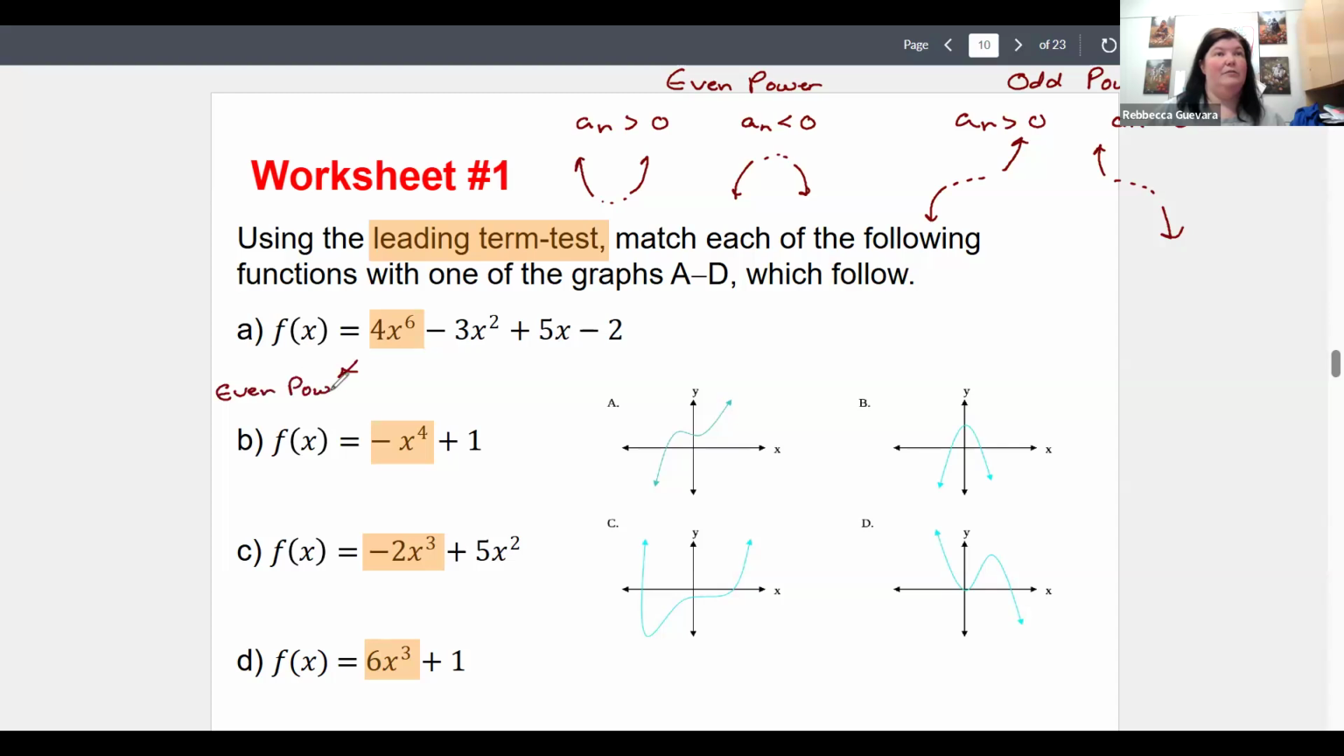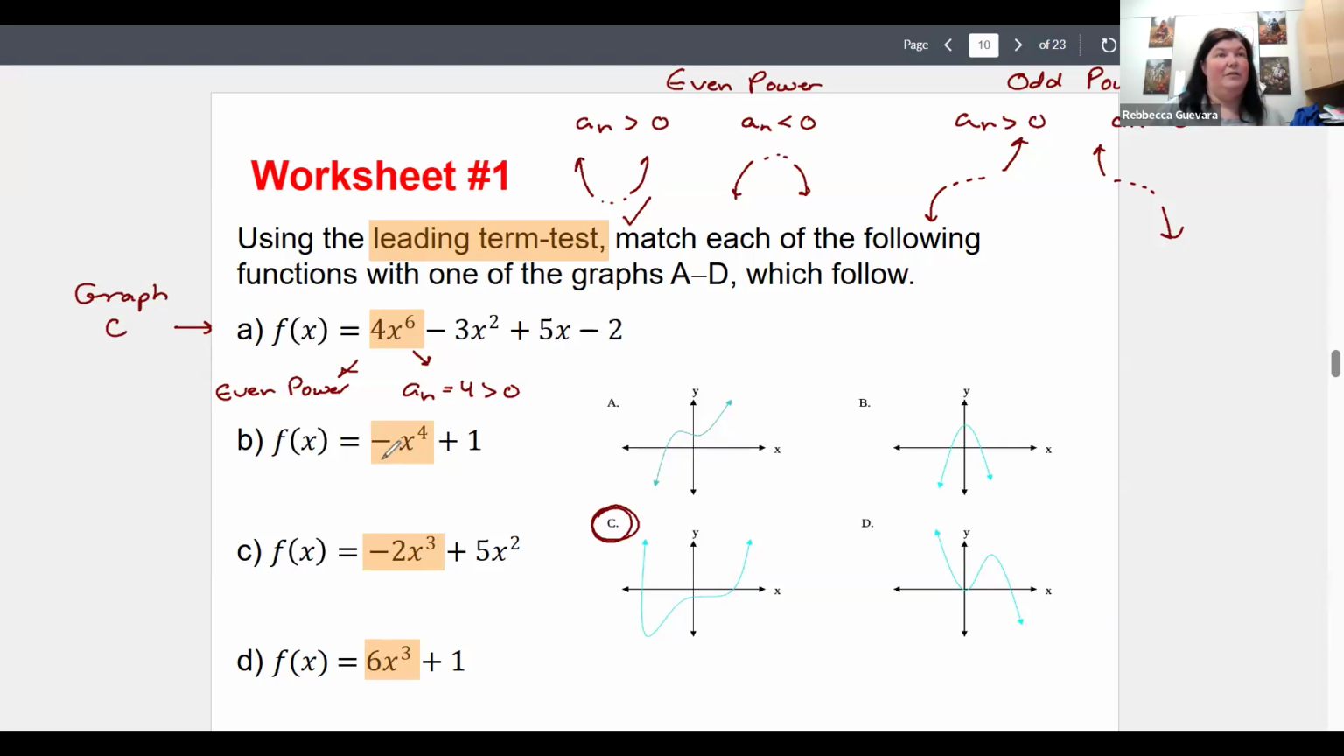What we see here is an even power, so we know we're looking at either this graph here or this graph here. And we see that the coefficient 4 is positive. So our coefficient is going to be 4, which is positive, and we know we are looking for this situation right here. The graph that matches that is going to be C. So this goes with A. So this is graph C.